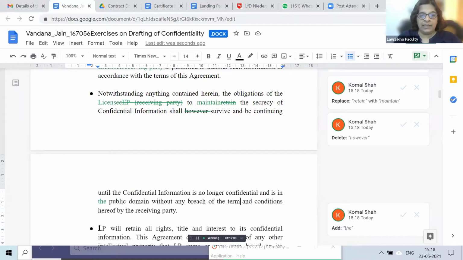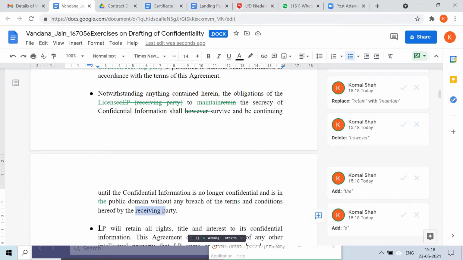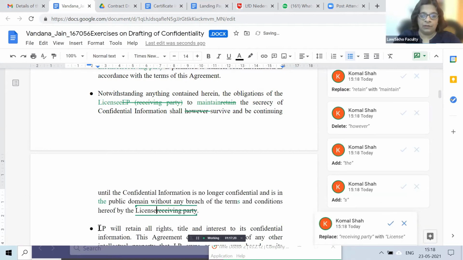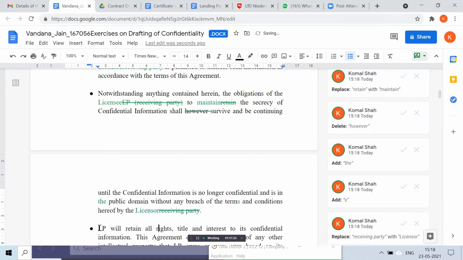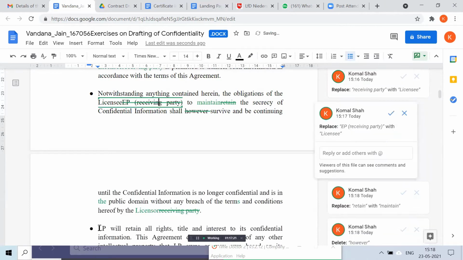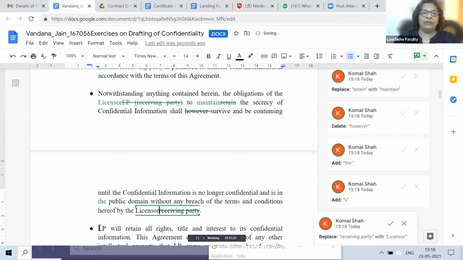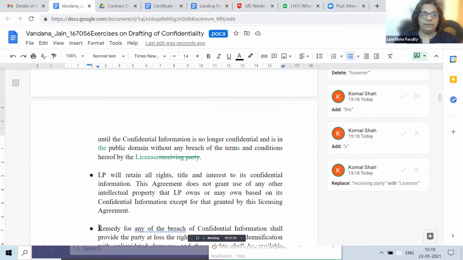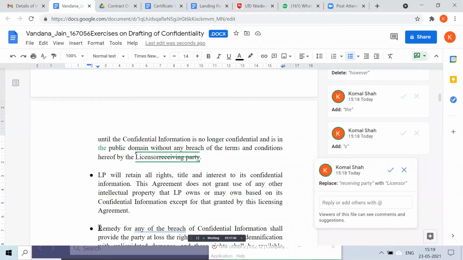Do you understand this clause, Vandana, or you have taken it? No, ma'am, I've drafted it. Yeah, but you understand what this is for, right? Yes. Okay. So you were just saying that the requirement will continue until the information is no longer confidential and it comes into the public domain. So it should be by the licensee here. My bad.